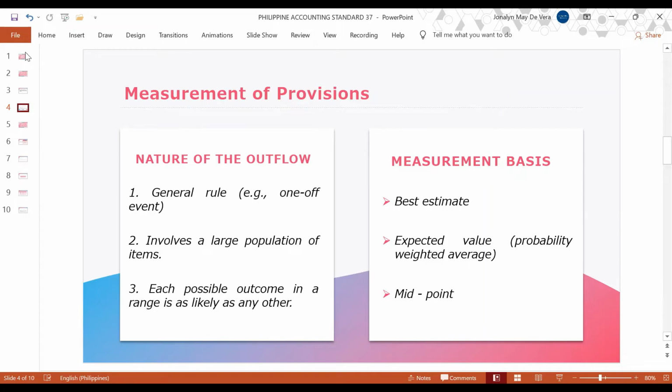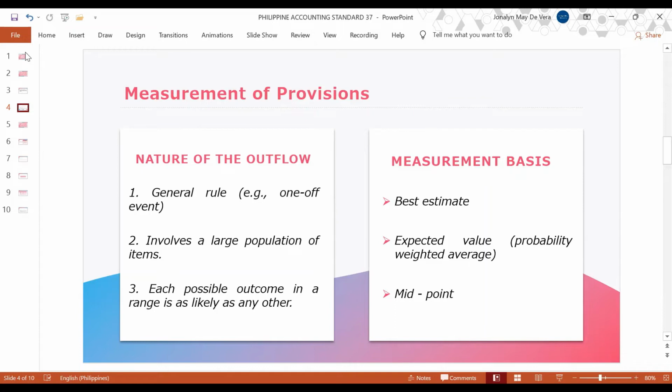Ibig sabihin, if maraming possible amount na given sa problem, just multiply those possible amount na given sa problem to their corresponding probability. And then, kunin mo yung sum ng mga product nila, and then that is the amount of provision. Second approach is used when single obligation is being measured, and then the provision would be set as the most likely outcome when measuring provision.